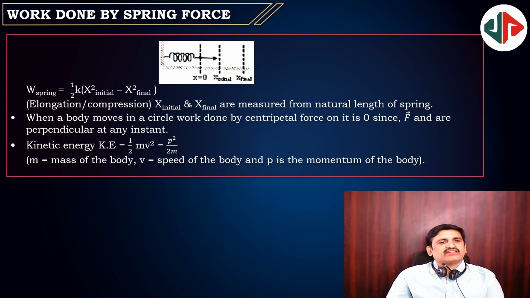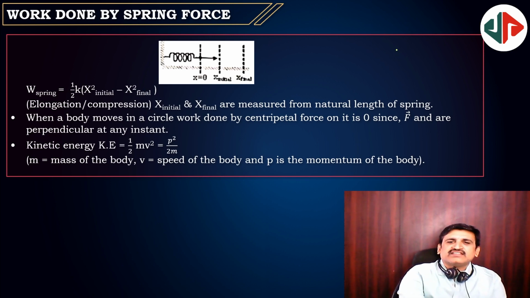Next, when a body moves in a circle, work done by the centripetal force is given by 0. The reason is that the centripetal force and the displacement are perpendicular. I repeat, this is the displacement, ds.